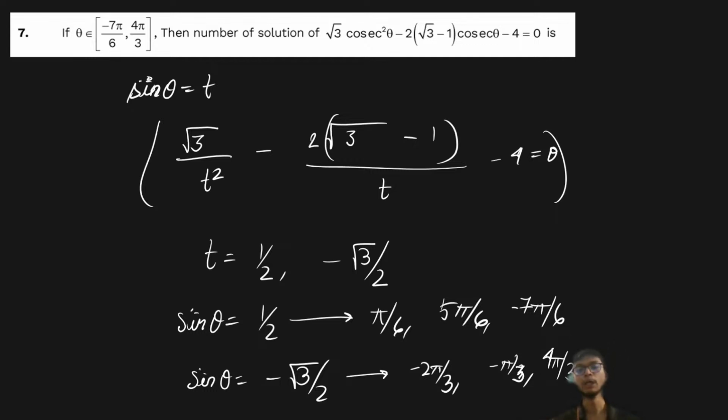So therefore, ultimately, if we look at the number of solutions for this particular problem, the total number of solutions is going to be equal to 6. I hope this part is clear to all of you. Do let me know if you have any questions so far.